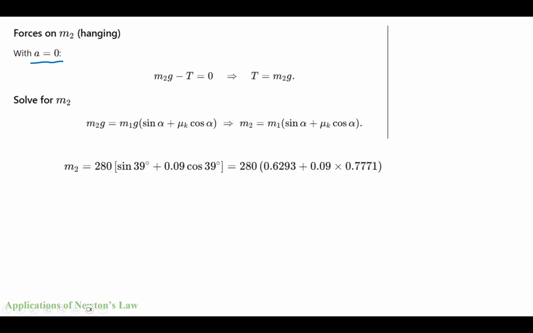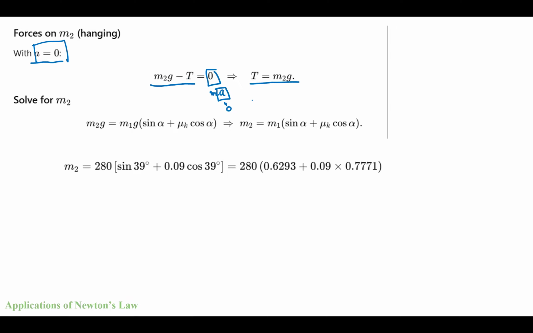Once it is moving, those two objects should be moving with the same acceleration. So here acceleration is given as 0, so M2 should have 0 acceleration. That means the net force working on the M2, M2G minus T, is 0. Okay, M times A is 0.